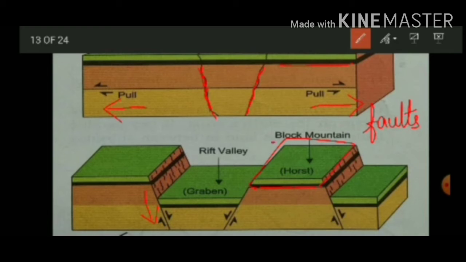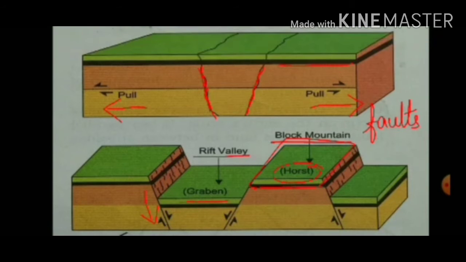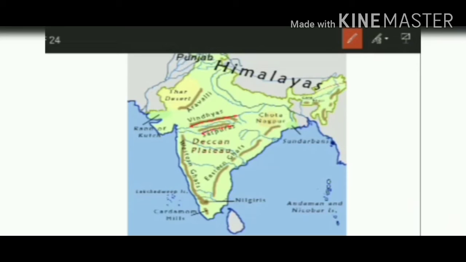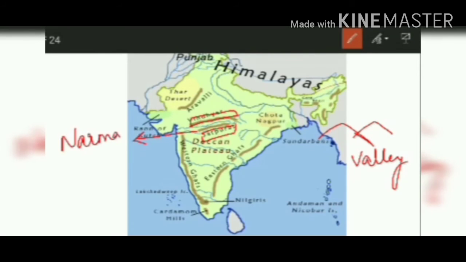The uplifted part of the land is called the horst or block mountain, whereas the subsided part or the downward part is called the graben or the rift valley. Examples of these mountains are the Satpura range in India and the Black Forest in Germany. Children, some rivers flow through the rift valley. For example, Narmada and Tapti in India and the river Nile in Africa. These are examples of rivers which are flowing through rift valleys.